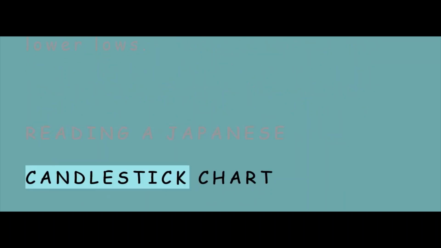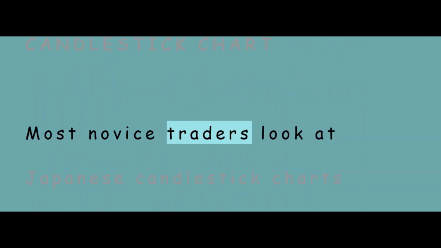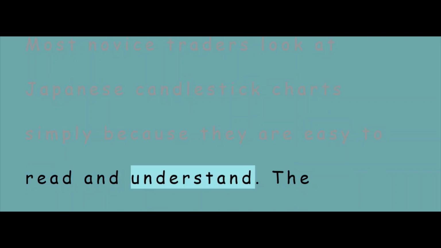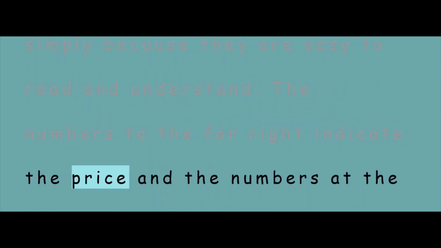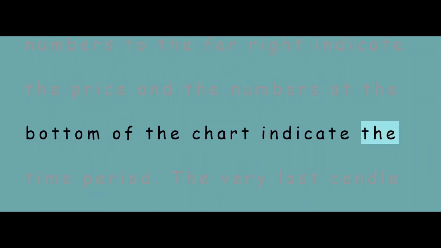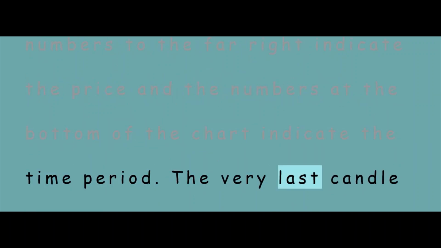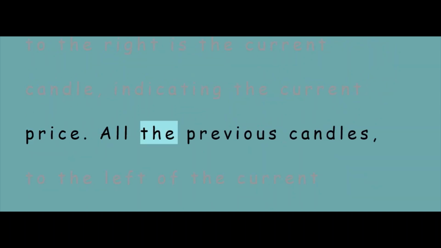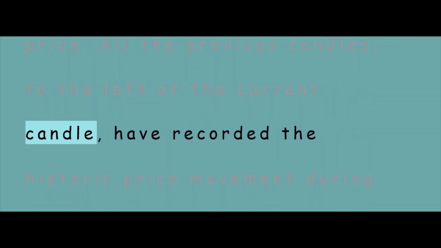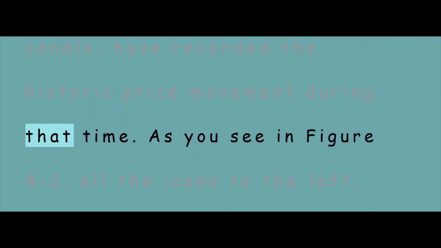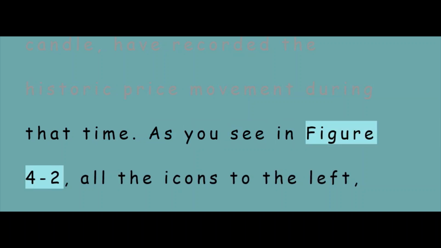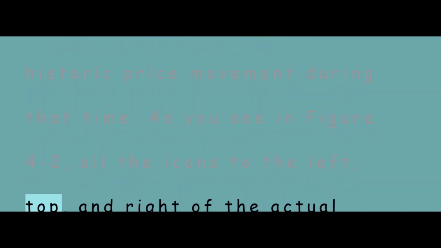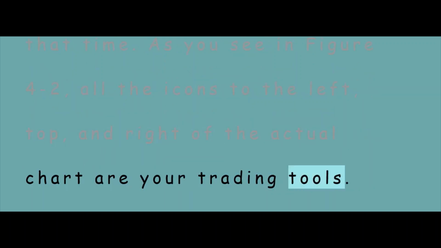Reading a Japanese candlestick chart. Most novice traders look at Japanese candlestick charts simply because they are easy to read and understand. The numbers to the far right indicate the price and the numbers at the bottom of the chart indicate the time period. The very last candle to the right is the current candle, indicating the current price. All the previous candles, to the left of the current candle, have recorded the historic price movement during that time. As you see in figure 4.2, all the icons to the left, top, and right of the actual chart are your trading tools.